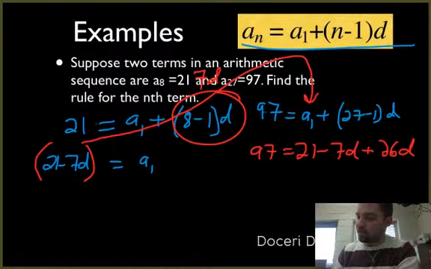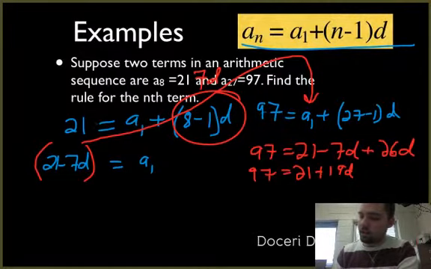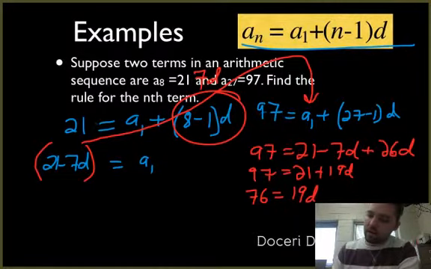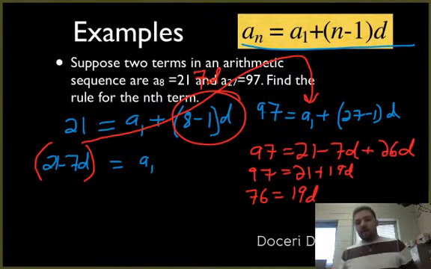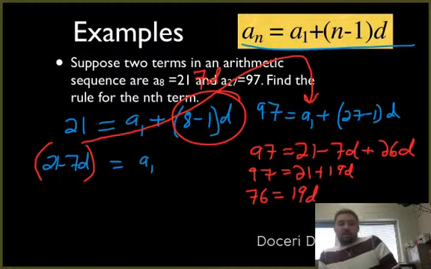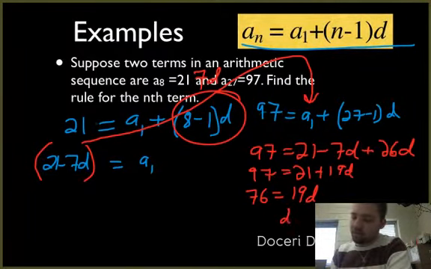And now let's solve this thing for d. So I get 97 equals 21, let's see, minus 7 plus 26 is plus 19d. And then minus 21, let's see, that's 76 equals 19d. All right, and then 76 divided by 19 is 4? Yeah. Okay. So d is 4.